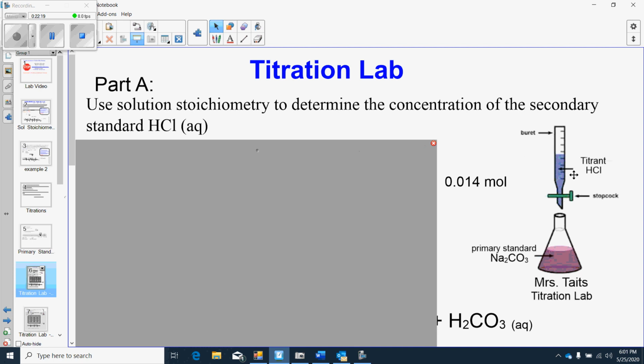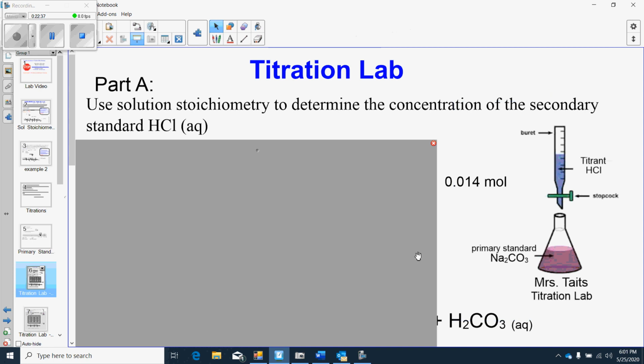If you recall how she set it up, she had her burette. She had her HCl, which was the titrant in her burette. She had a stopcock, which opens and closes the burette. Her Erlenmeyer flask is where she put the primary standard, the sodium carbonate. So that's the setup that we had.